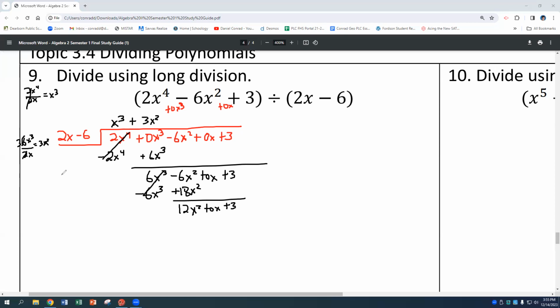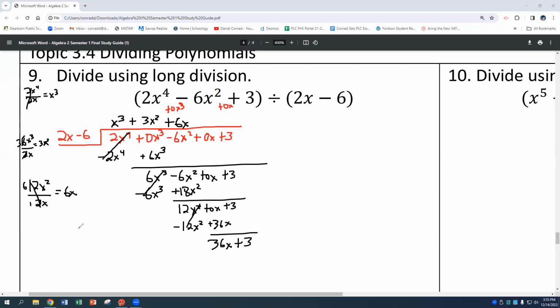All right, again, 12x squared, I would just divide it by 2x. That's going to give me 6x. This cancels to a 6 and a 1, and then x squared divided by x is just x, so it's going to be plus 6x. So 6x times 2x is going to give me 12x squared minus 36x. We're subtracting, so we need to switch the signs. We're left with 36x plus 3.